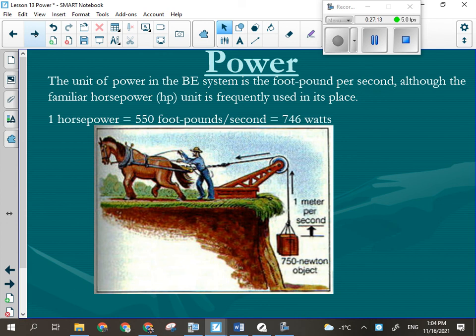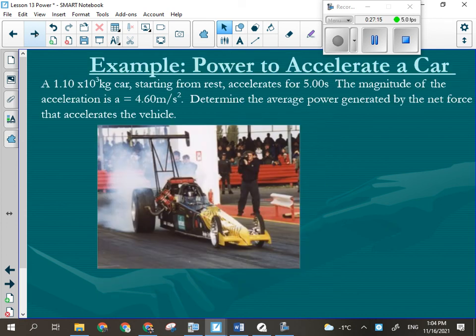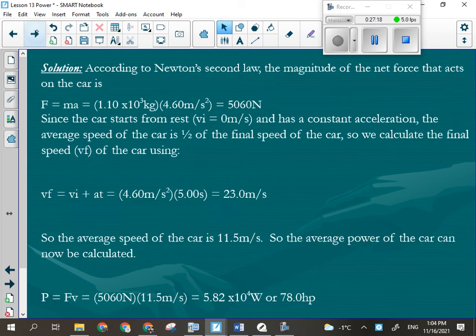746 watts. All right, that one we don't have to do because we're not doing the math.